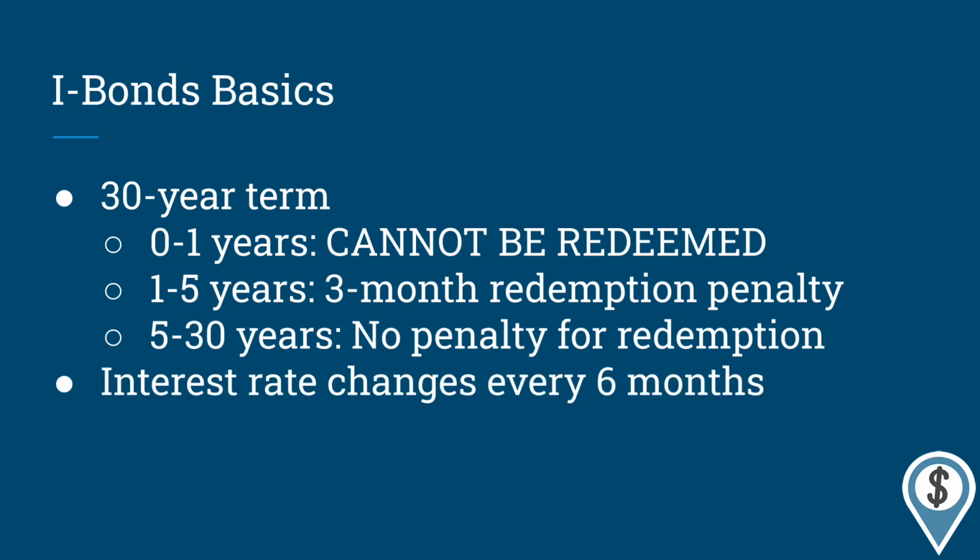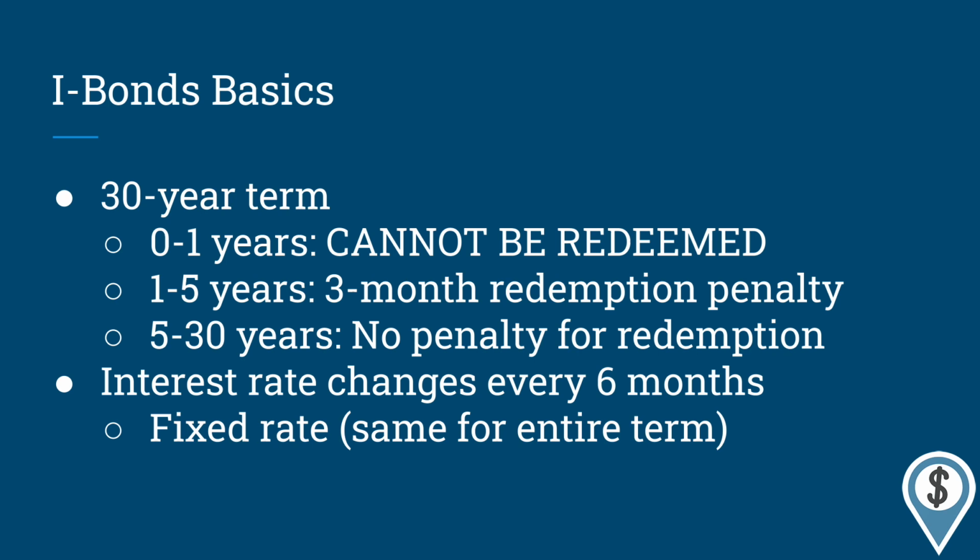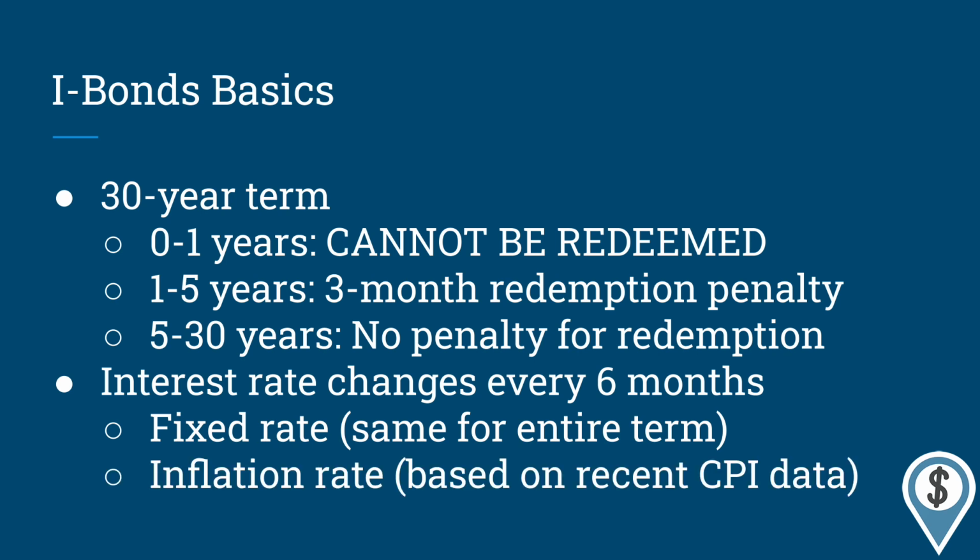Now, the interest rate on I bonds isn't constant. It changes every 6 months. And there's two pieces to that interest rate. A fixed rate, which is the same for the entire term of the bond. You know it when you buy it. And the inflation rate, which is the main return of an I bond, and it's based on recent inflation data. Now, the Treasury publishes these interest rates, so you're going to know the interest rate you're buying into when you buy your I bond.